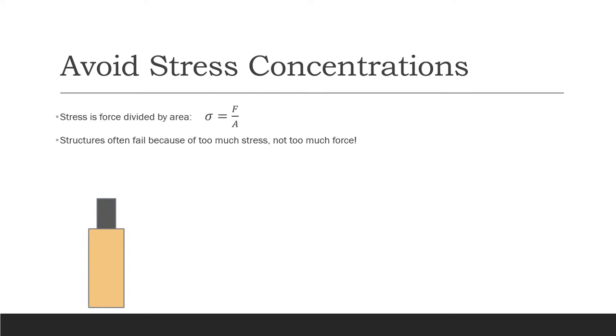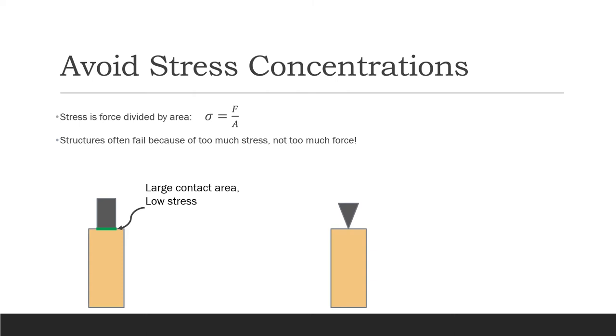Imagine that you have a log and a mallet on top. The mallet presents a relatively large contact area between the mallet and the log, so the stress is actually relatively small because you're dividing the force by a large area. So that keeps the stress relatively low. So when the mallet moves up and strikes the log, the mallet doesn't do much to the log. It bounces a little bit and the log doesn't break because the stress is relatively low.